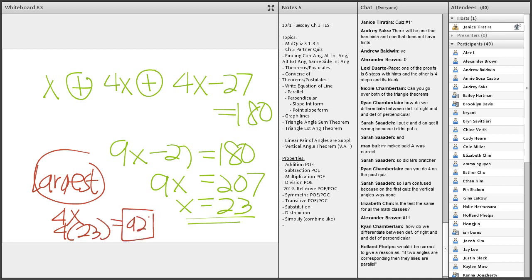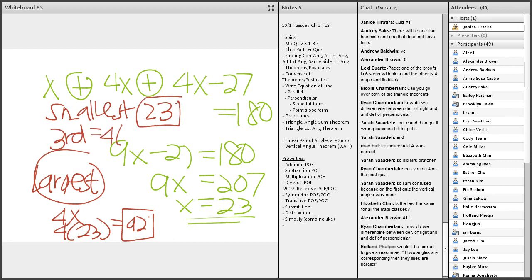Now if it said find all of them, you would have the smallest is 23 degrees. The third angle is 4 times 23 minus 27. And that will be 65, I think. 85. Yep. So those are your 3 answers. Now, on the quiz, it only asks for the largest. Okay. So that was number 10, then 11, and then 4.